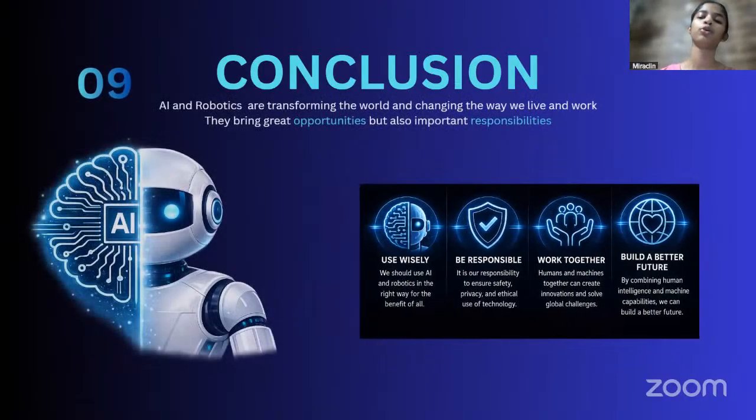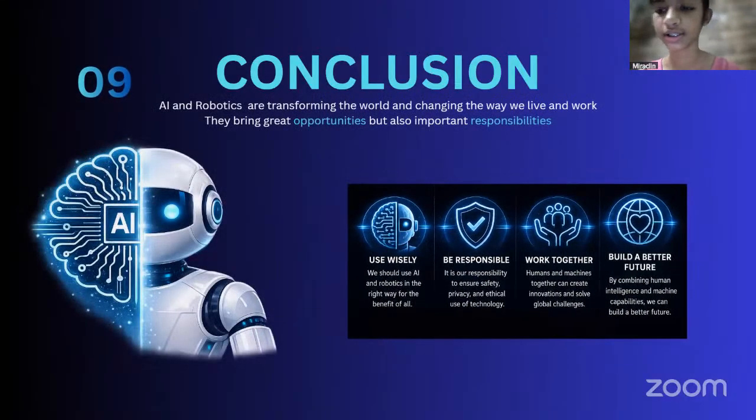Conclusion. To conclude, artificial intelligence and robotics are shaping the future of the world. They make life easier, faster, and more efficient. Although there are some challenges, these technologies can greatly benefit humanity when used wisely. Before I finish, I want to ask one final question. Would you like to live in a future with intelligent robots?